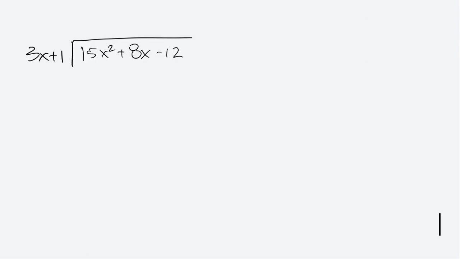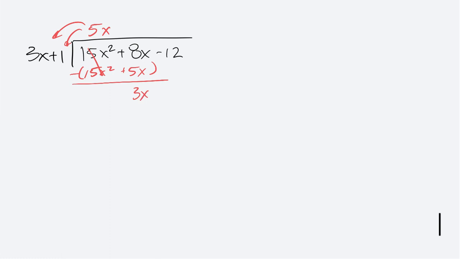Moving on. Here our dividend is 15x squared plus 8x minus 12. And now we're dividing by a binomial. Our divisor is 3x plus 1. Let's just do the same thing we did before. 3x goes into 15x squared 5x times, and then we multiply. 15x squared plus 5x, subtract. These cancel, and I get 3x.